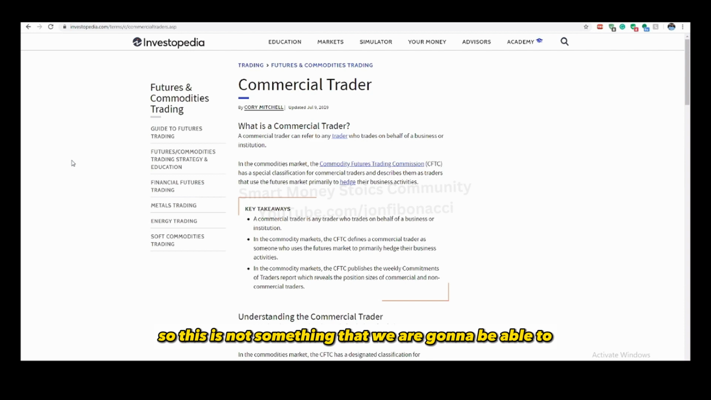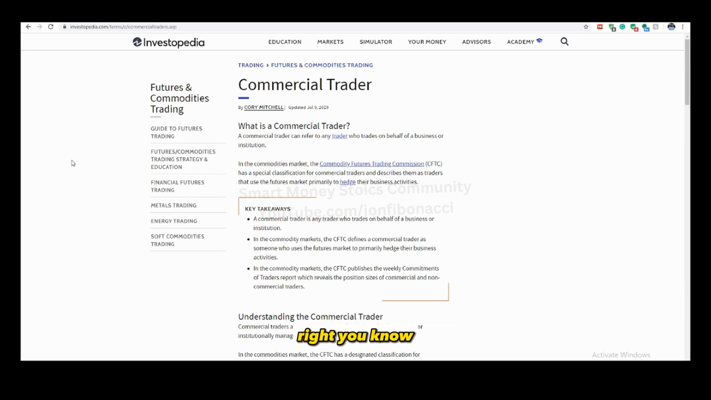So this is not something that we are going to be able to day trade with. This is like the whale trades, right? Those 1,000 pip moves, 2,000 pip moves, stuff like that. And yes, we've called them before. It's not unheard of, it's just very, very rare. Unless you trade US 30, right, on the daily.